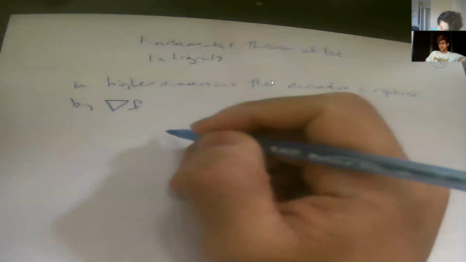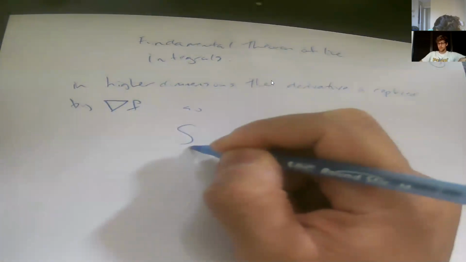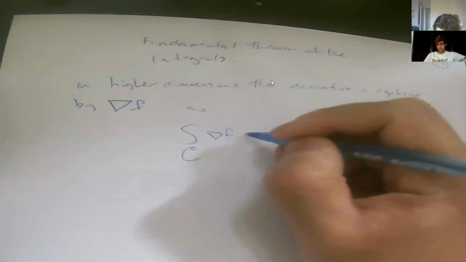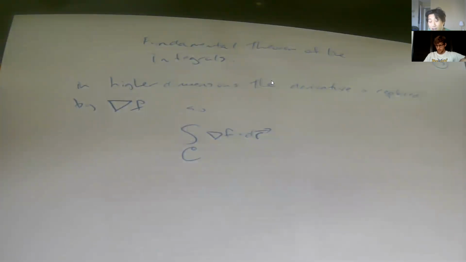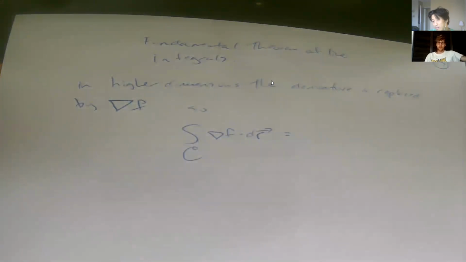So if I were to translate the fundamental theorem into line integrals, I would replace my derivative with my gradient, right? And I would need to replace the endpoints with the endpoints of my curve. So if I have some integral, gradient of f dot dr, I'm taking the integral of the work done by the vector field gradient of f, right? What should this be? This should be the function itself.